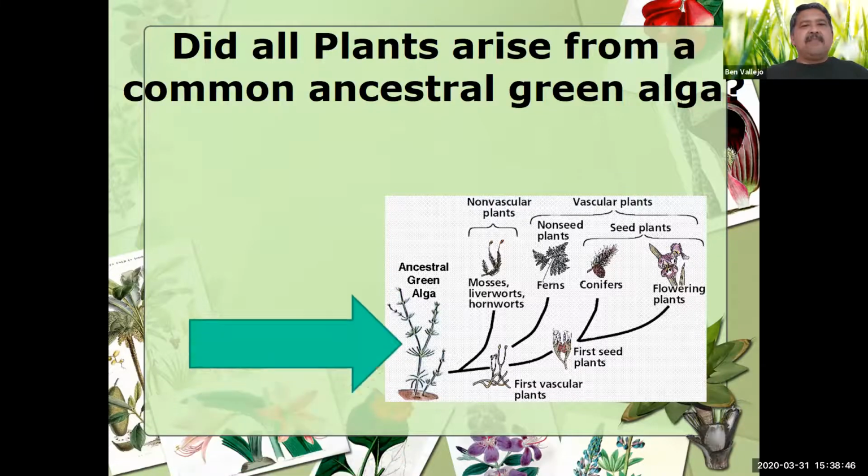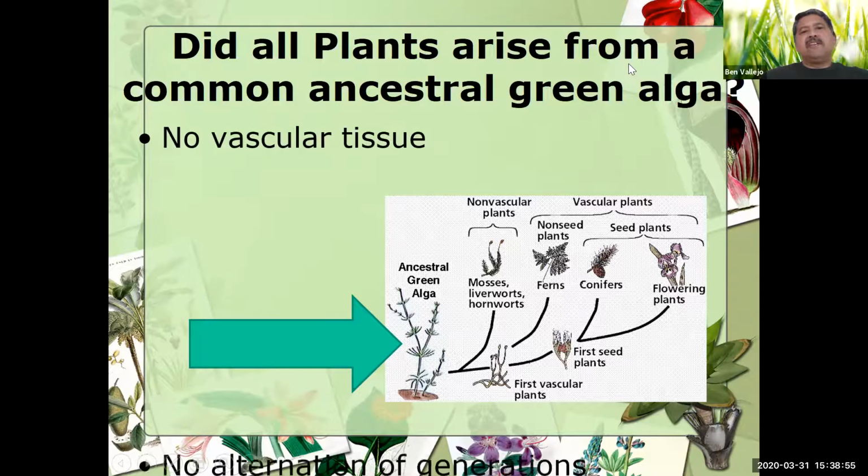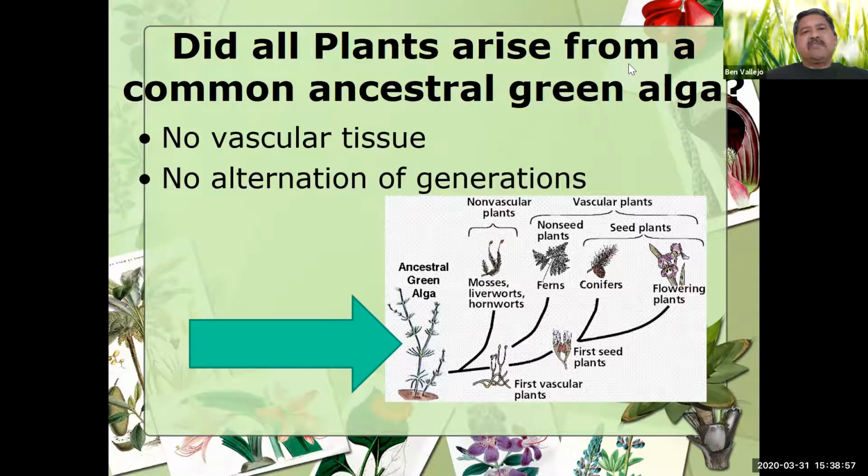And it says, did all plants arise from a common ancestral green algae? Many biologists think that is the case. These are very simple. They have no vascular tissue, no alternation of generation. Remember, these guys are protista. They are part of the protista, the algae or the plant-like protists. So they don't have vascular tissue. They don't go through alternation of generation. They have no seeds at all.